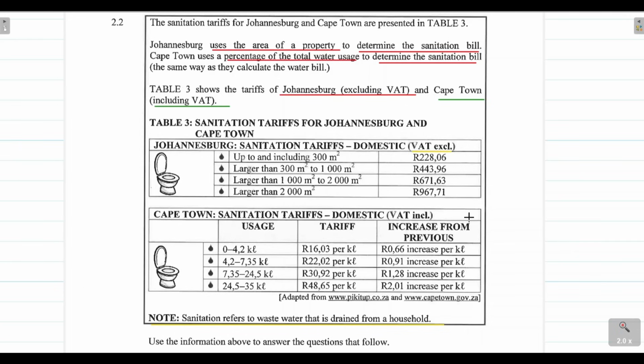Okay, very important when we're calculating the sanitation bill, if you live in Johannesburg, you use the area of the property. How big the property is helps you determine the sanitation bill. Okay, so I use bill and tariffs. I interchange between the word tariff and bill because they mean the same thing.